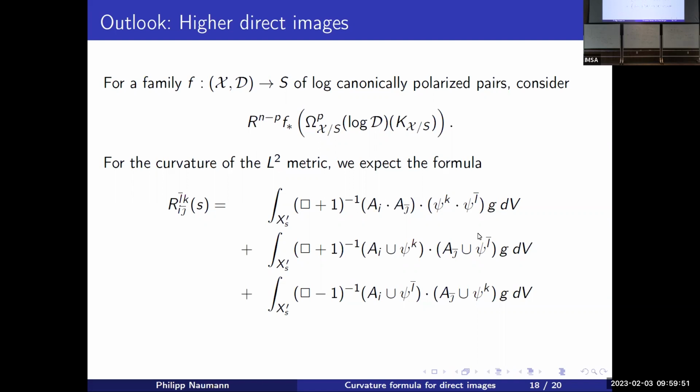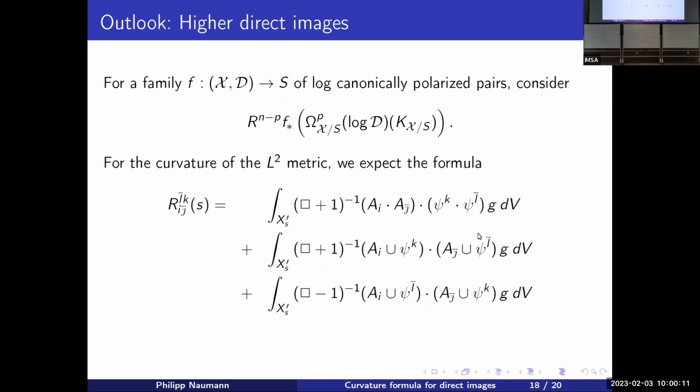You have these harmonic projections, you have the last two integrals, the Laplace is not there, just the harmonic projection of both things. Then you get the curvature of the Hodge bundles. And also you know that there's only a sign in the lowest piece, yeah.